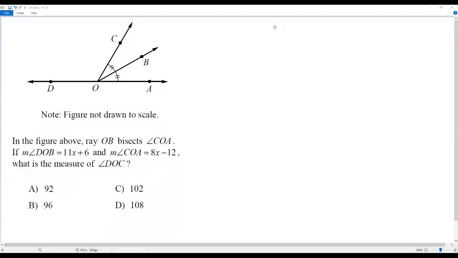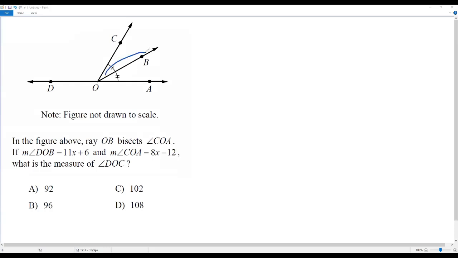Here we have a problem on angles. Okay, let's go to the question. There is a figure given here. In the figure above, ray OB bisects the angle measure COA. If angle measure DOB equals 11x + 6 and angle measure COA equals 8x - 12, what is the measure of angle DOC?